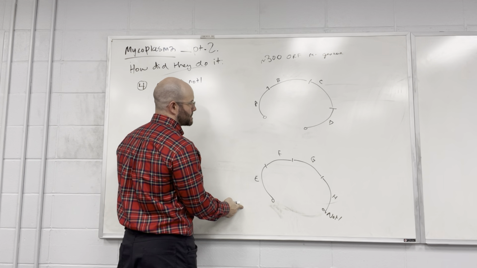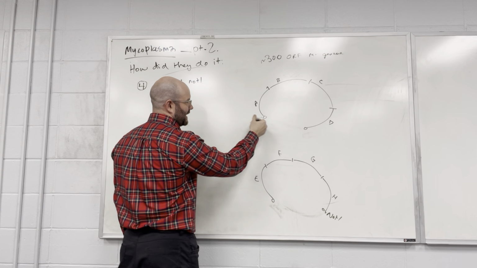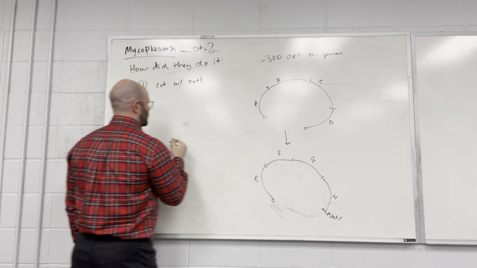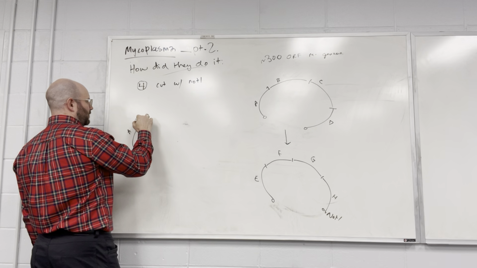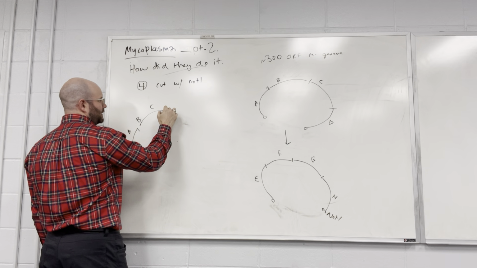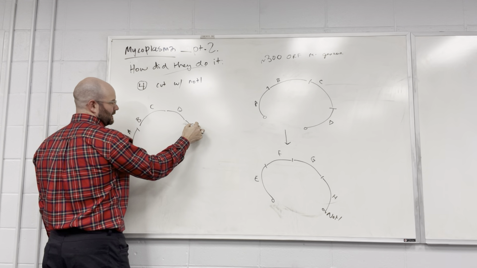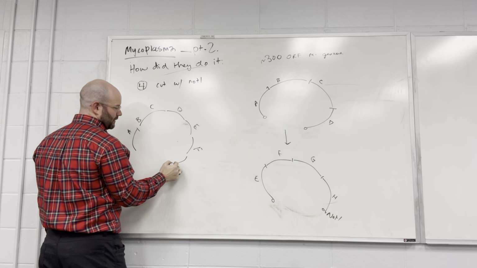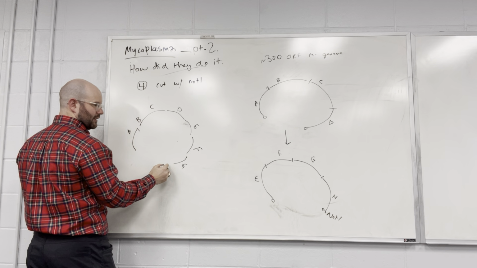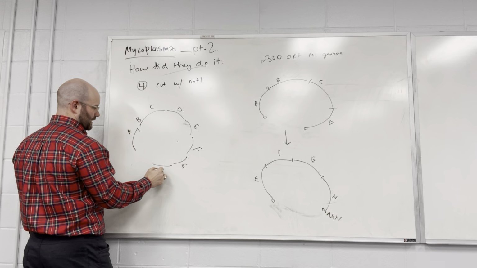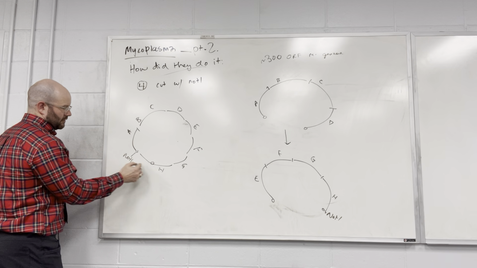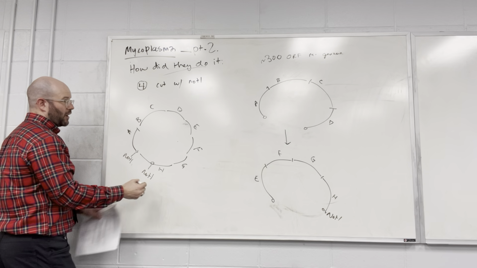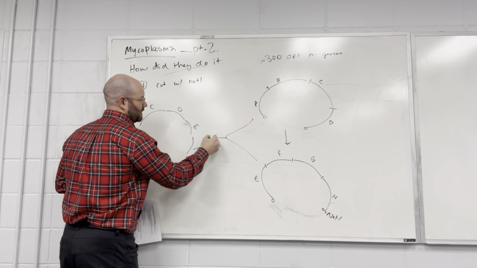Now the next question is, how do they get it? What they want to get is A, B, C, D, E, F, G, H. They want to get from these to that.